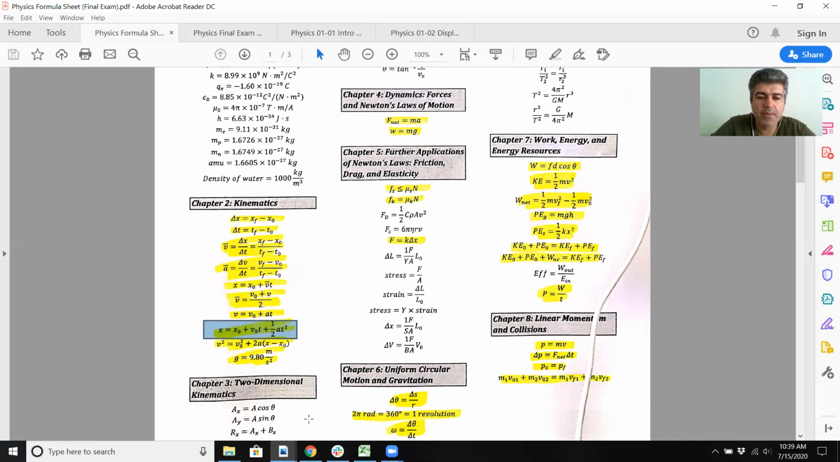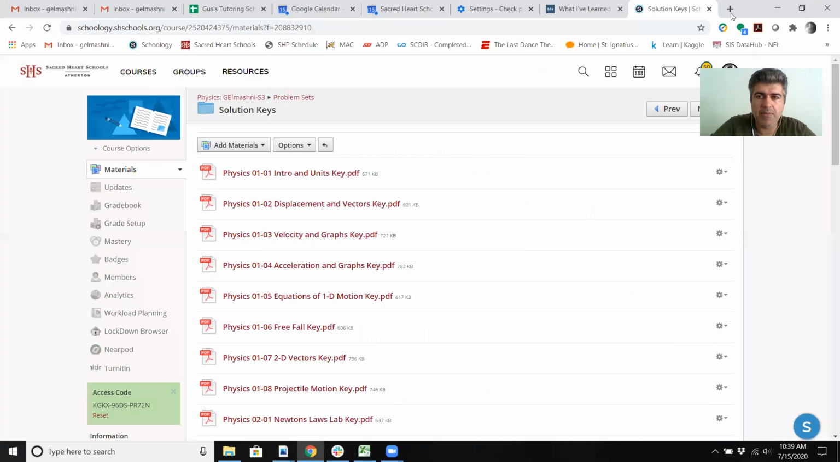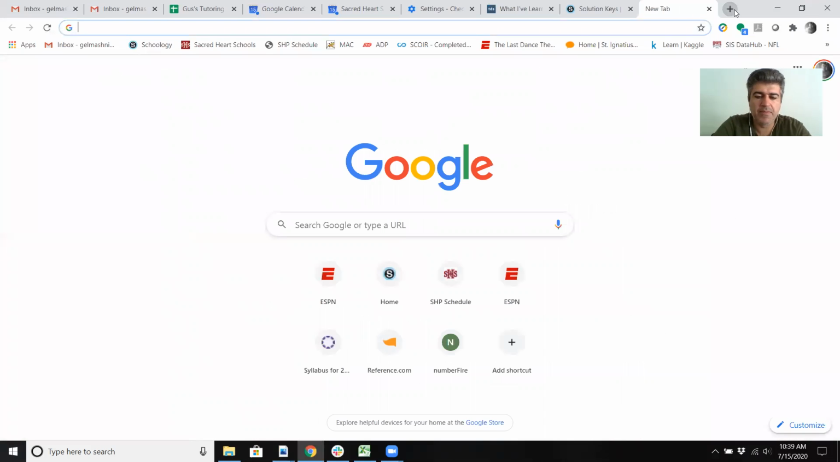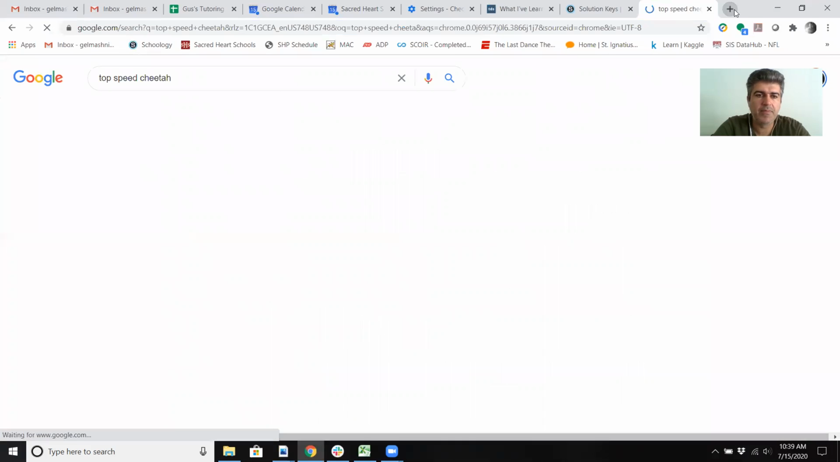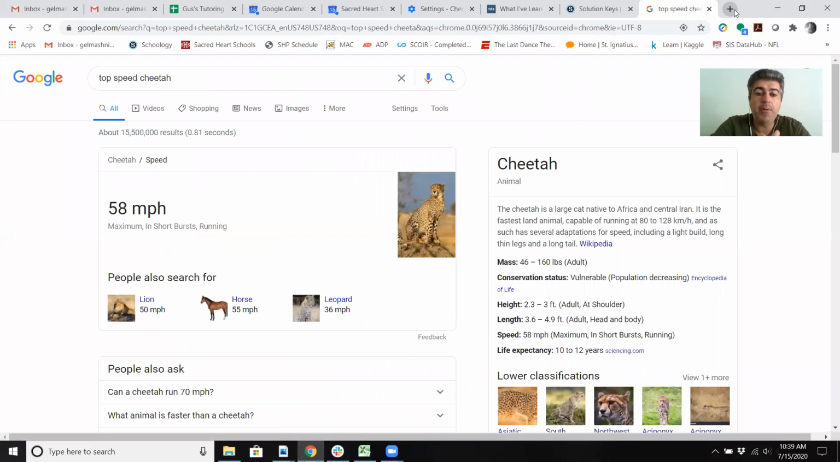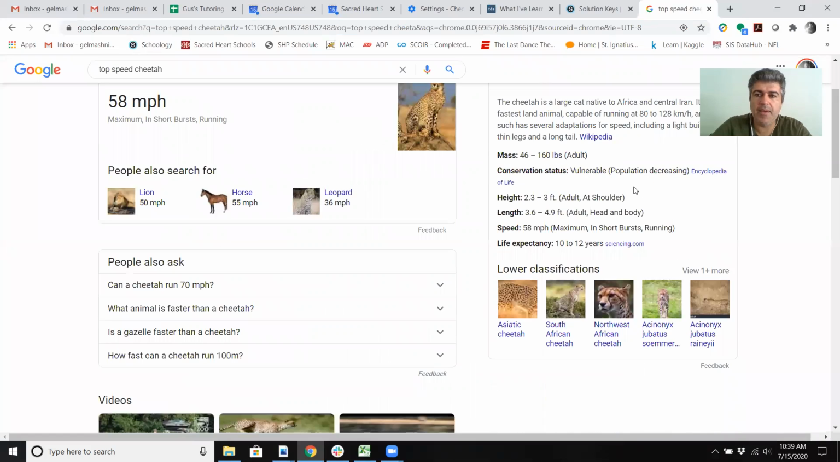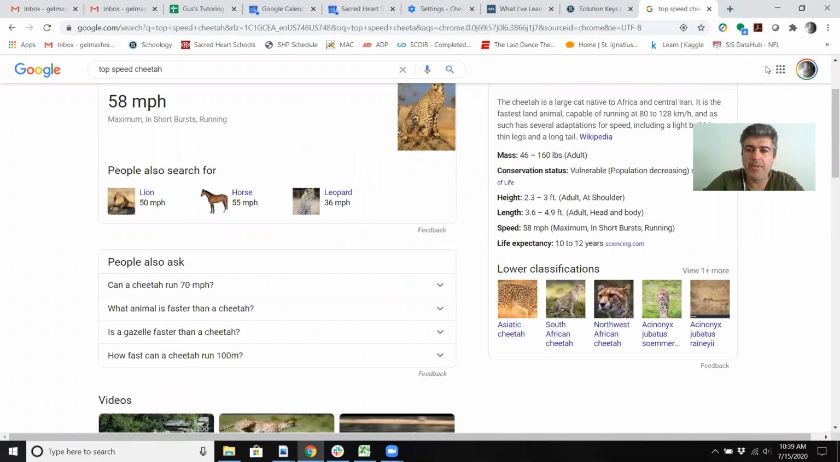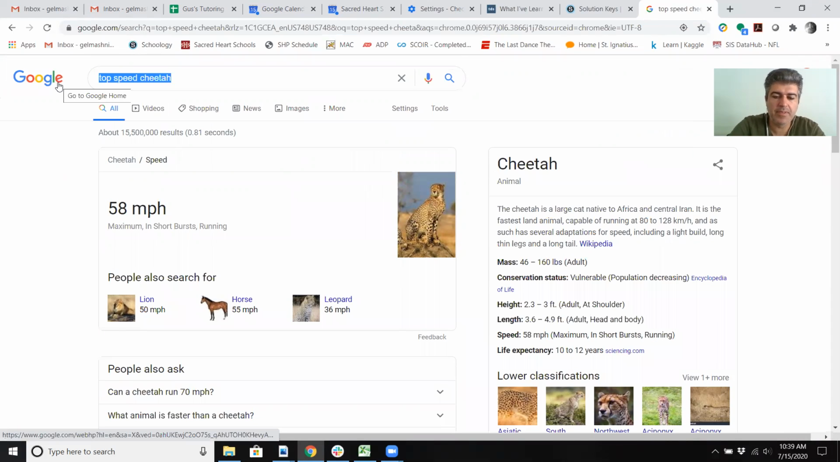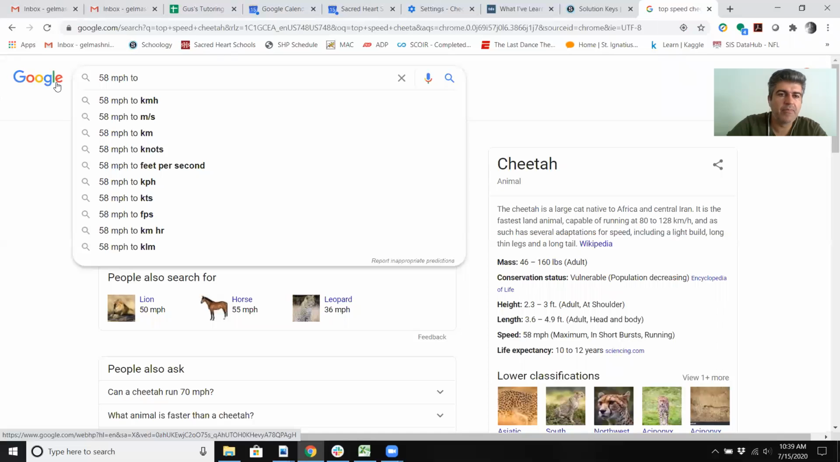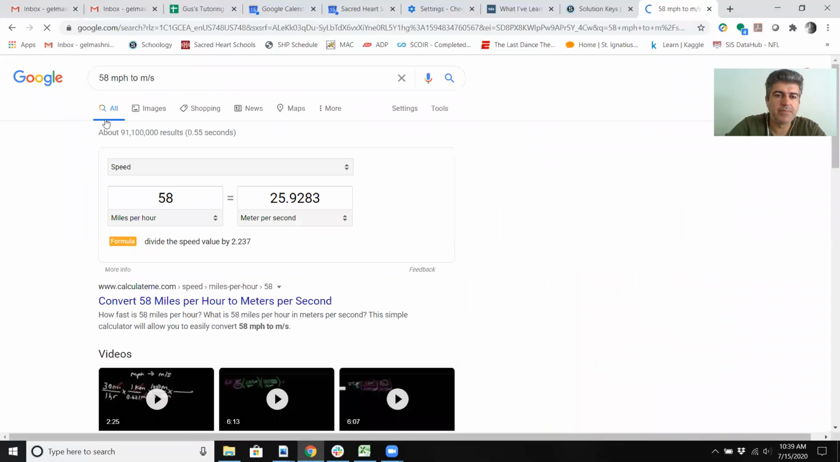Cheetahs, I believe, move really, really fast. I think they're the fastest land animals on the planet. Yeah, top speed is 58 miles per hour. It is considered the fastest land animal. And if you convert that to meters per second, it's about 26. So it can get pretty darn fast.